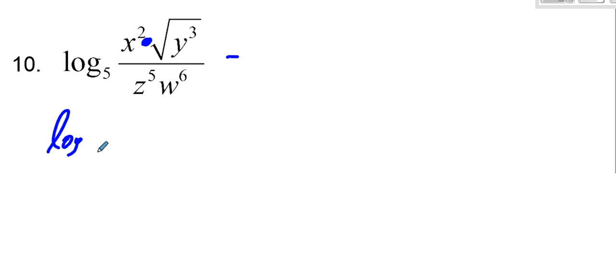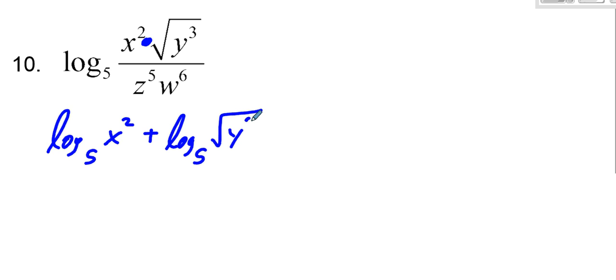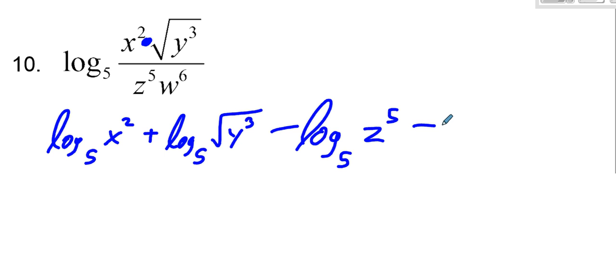So that's log base 5 of x squared, plus log base 5 of the square root of y cubed. And now this is division, divided by z to the 5th. So that's subtract. And then the w to the 6th, that's still in the denominator, so that's still division, so we're subtracting again.